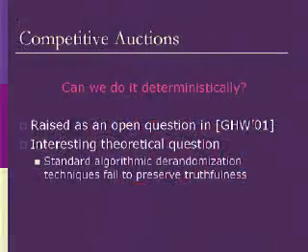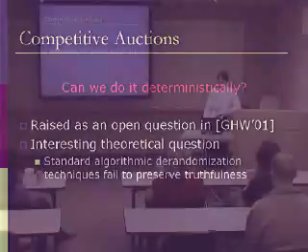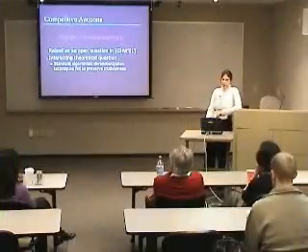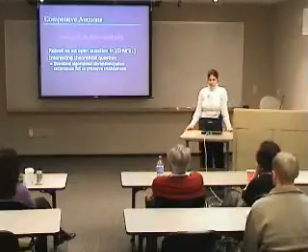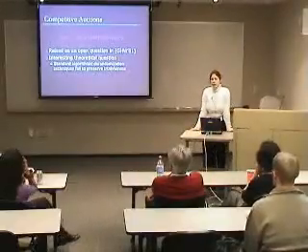Why do I want to ask this question? Well, first, it was raised as an open question in a paper of Goldberg, Hartline, and Wright in 2001. It's an interesting theoretical question because, a lot of times when you have a randomized algorithm, you ask yourself how you might de-randomize it. And there are a lot of techniques developed for this. But in the context of auctions, these standard techniques fail to preserve truthfulness. There are randomized auctions that use even just one bit of randomness. But if you try to run the auction with the heads and run the auction with the tails and take the one with better revenue, this is not going to be bid independent anymore.